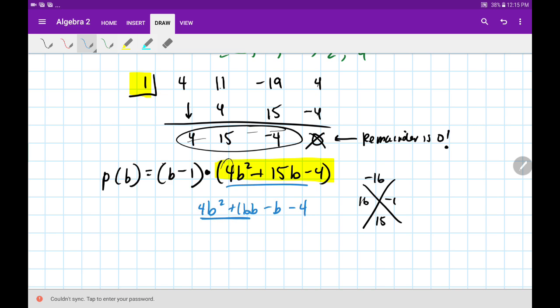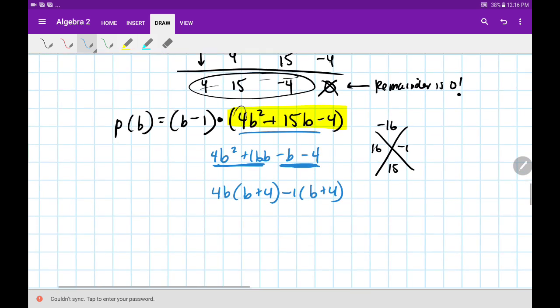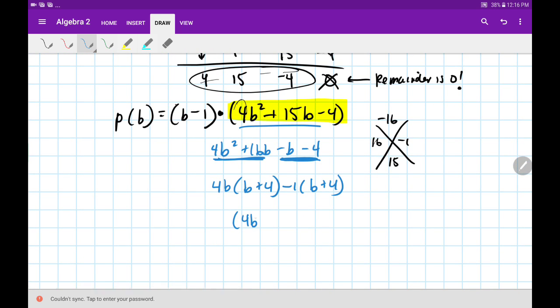Okay, we'll use factor by grouping. We can take out a 4b, and I'm left with b plus 4. And over here, I can factor out a negative 1, and I'm left with b plus 4. So for our final answer, we have 4b minus 1 times b plus 4. And that's just this piece.